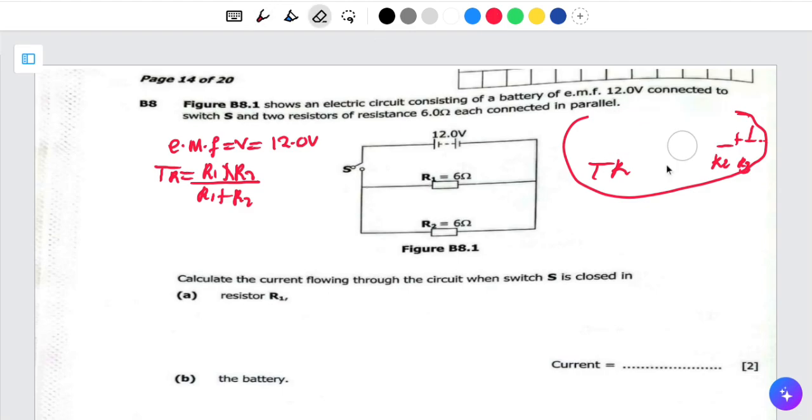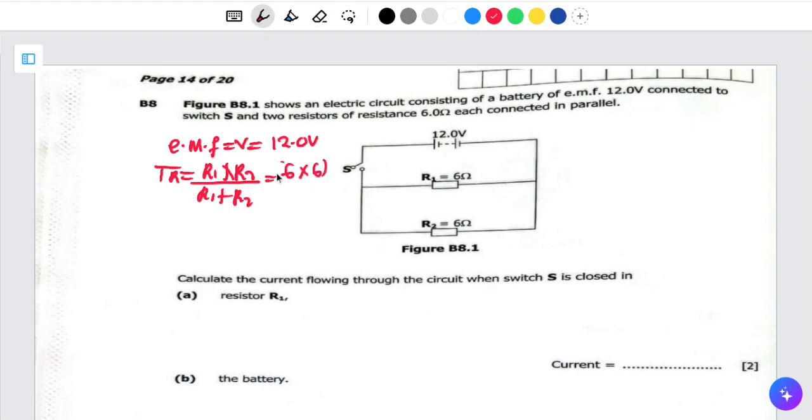Now let's find the total resistance. Here we have 6 multiplied by 6 ohms divided by 6 plus 6 ohms. So we have 36 ohms on top divided by 12 ohms. 36 divided by 12, I'm getting 3 ohms. So 3.0 ohms is our total resistance.